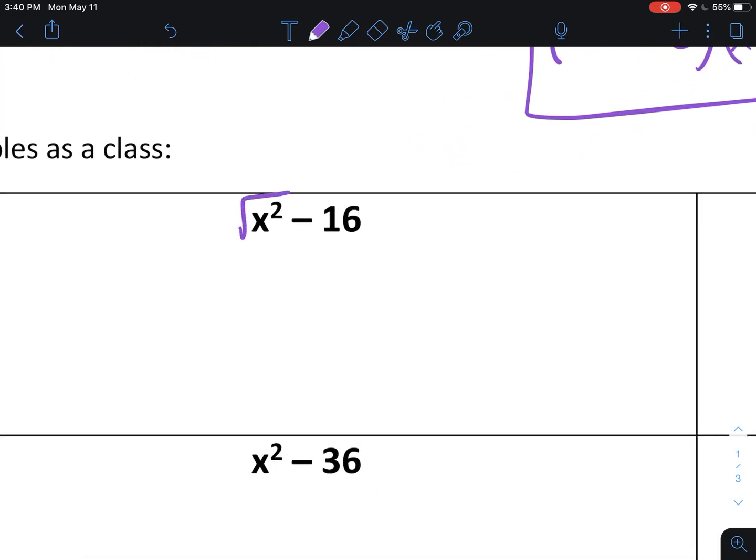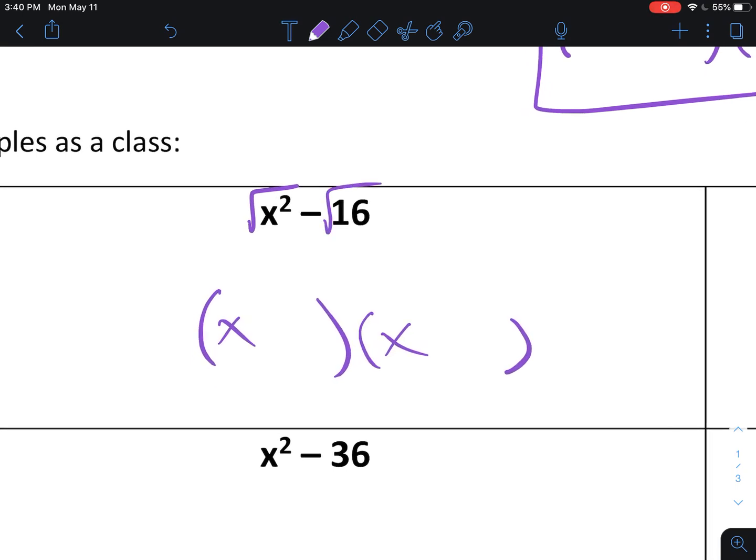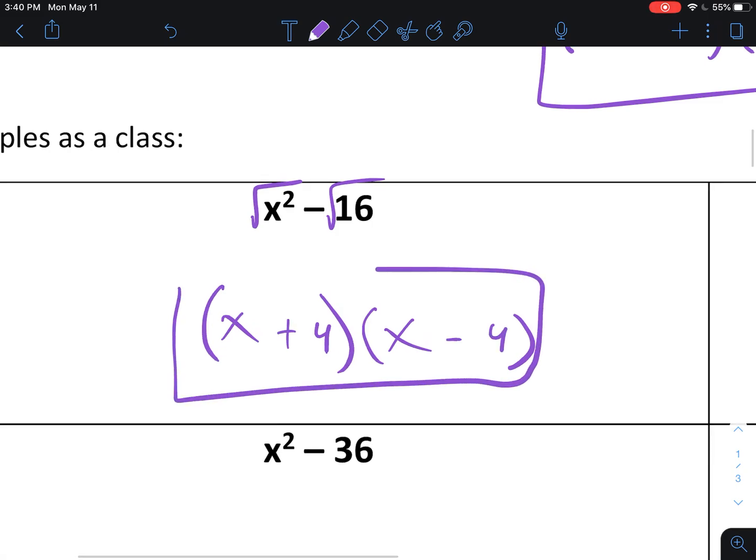So other examples, right? Take the square root of the first term. Gives you x and x. Square root of the second term gives you 4 and 4, and then you just put plus and minus in the middle.